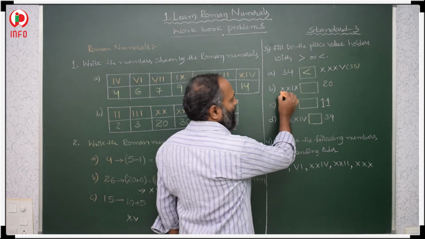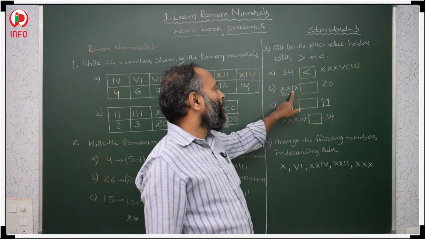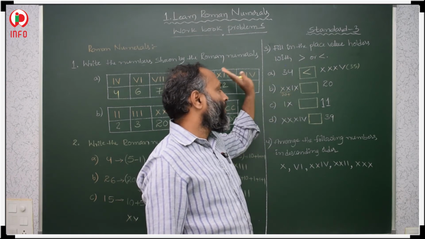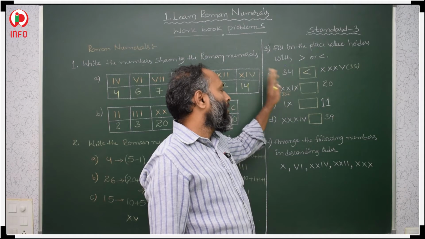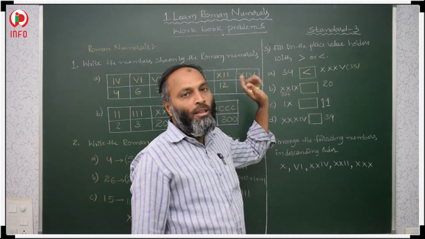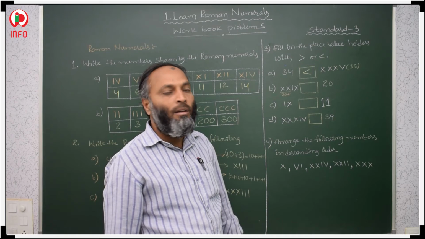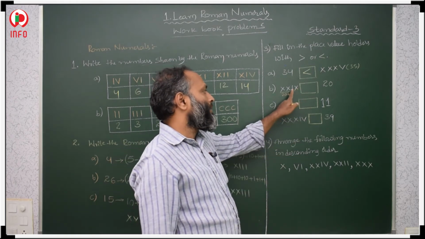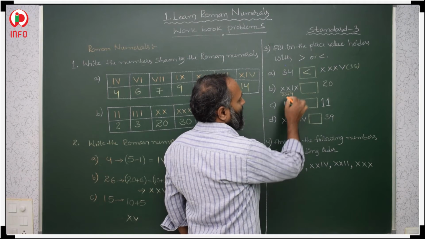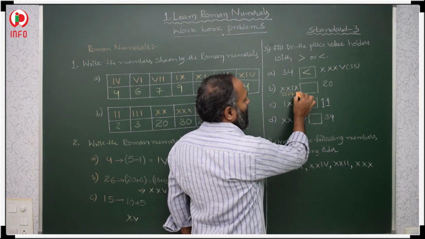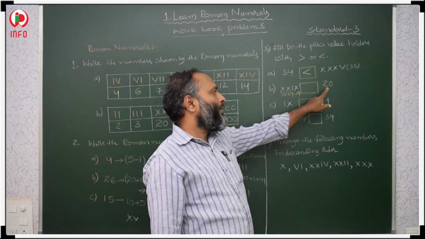So this is 20 plus. Here the smaller Roman numeral is on the left side of a bigger Roman numeral. If a smaller Roman numeral comes on the left side of the bigger Roman numeral, then we have to subtract according to our second rule. So 10 minus 1 is 9. That is 20 plus 9. This value is 29.